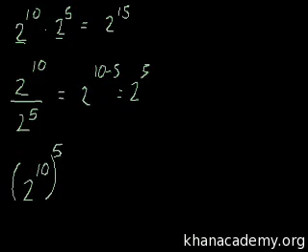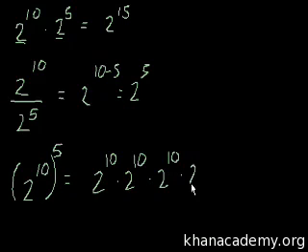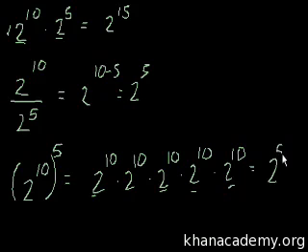to the 5th power? Well, let's think about what that means. When I raise something to the 5th power, that's just like saying 2 to the 10th times 2 to the 10th times 2 to the 10th times 2 to the 10th times 2 to the 10th, right? All I did is I took 2 to the 10th and I multiplied by itself 5 times. That's what 5th power means. Well, we know from this rule up here that we can add these exponents because they're all the same base. So if we add 10 plus 10 plus 10 plus 10 plus 10, what do we get? Right, we get 2 to the 50th power.